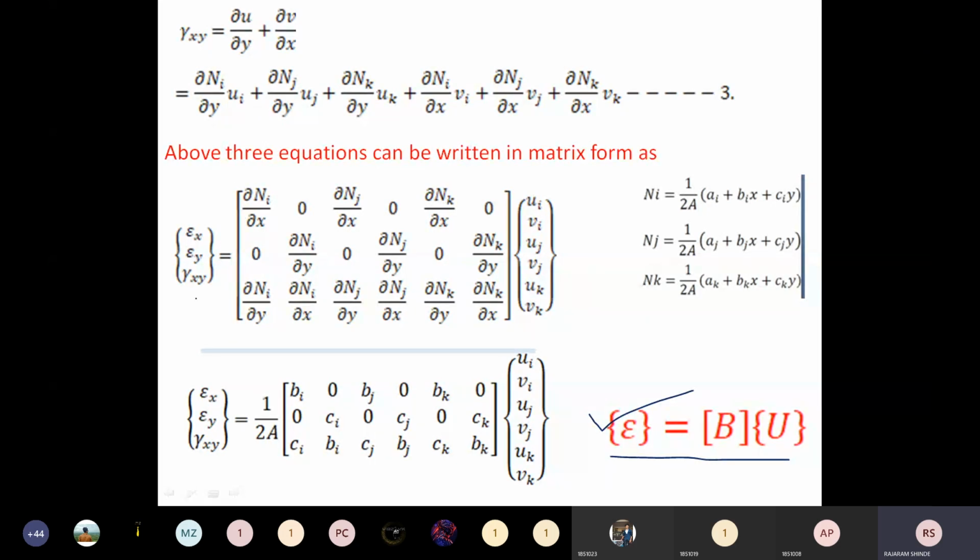That we will discuss, that I will show you later. Now this matrix has, depending upon the element, 8 to 12 terms. That means it is a 12 by 12 matrix.